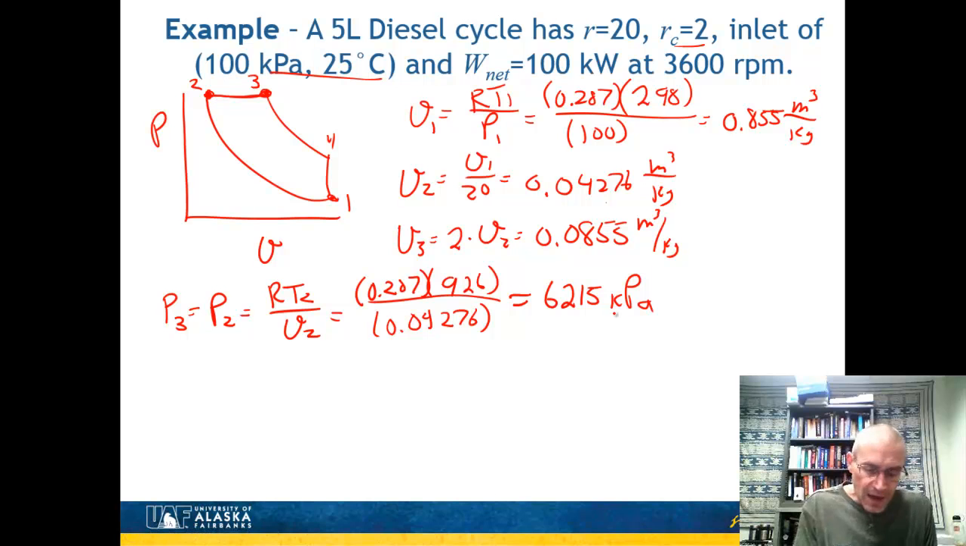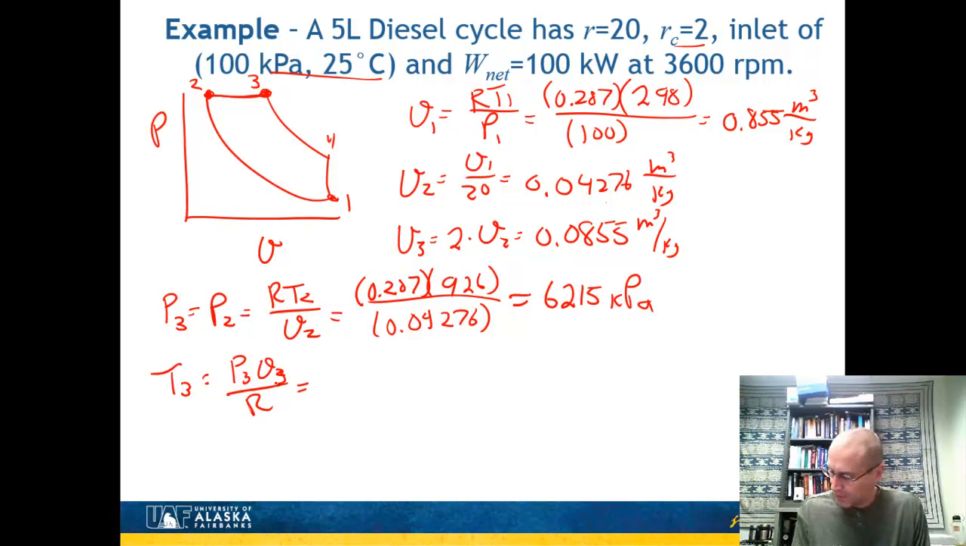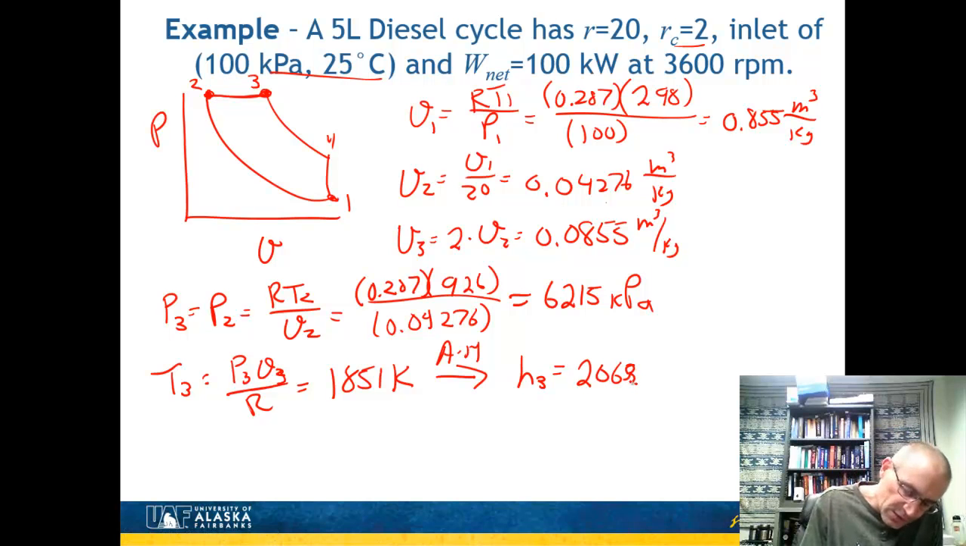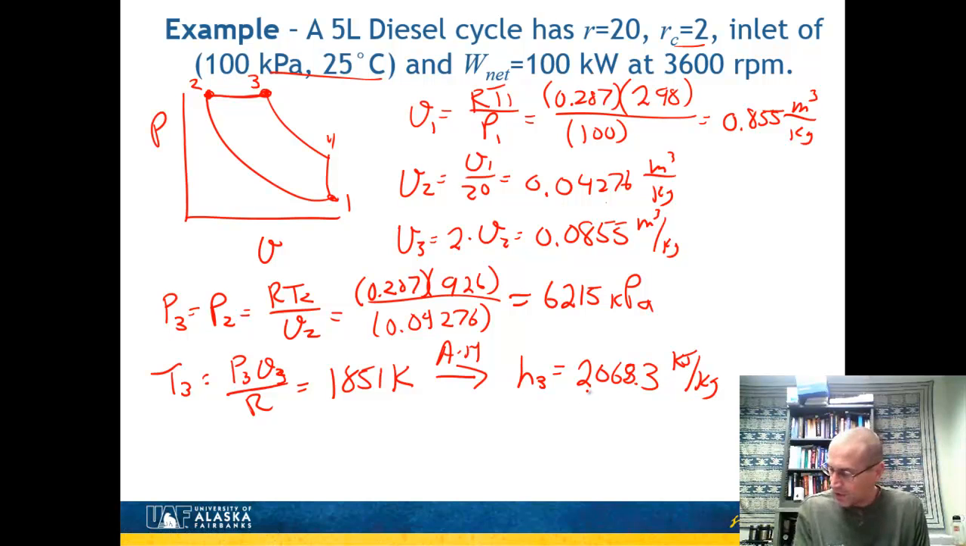kilopascals. And so then I can now find out what T3 is, which is what I need to find out what my enthalpy is, because T3 is going to be P3 V3 over R. So if I put 3 there, I plug in those values, I get 1851 Kelvin. And now I'm going to go to table A14 using that temperature of 1851 to find my enthalpy value of H3. And so H3 from there is 65.3 kilojoules per kilogram. So that's my value of H3.